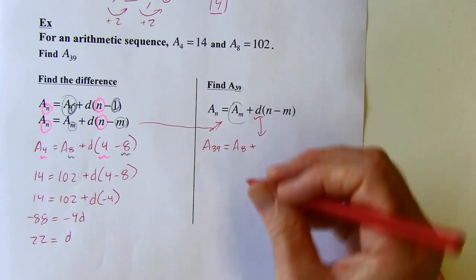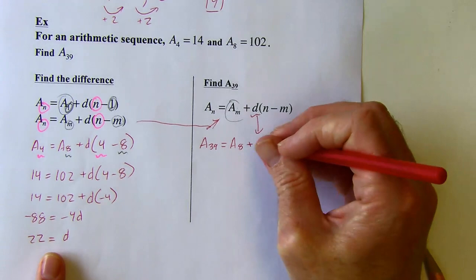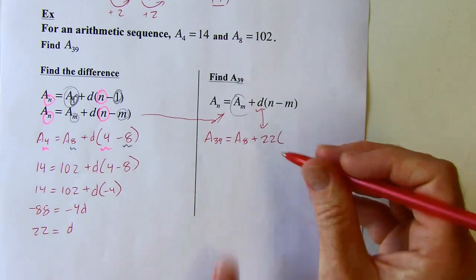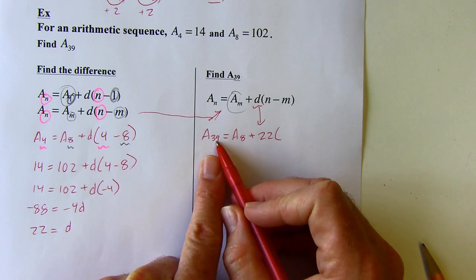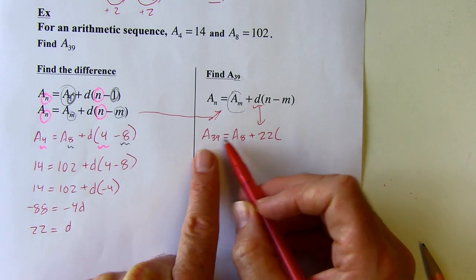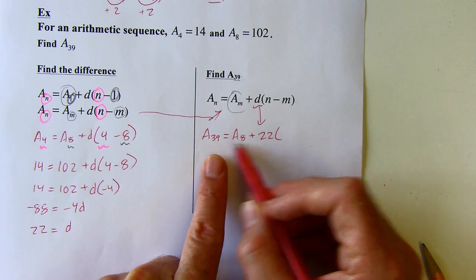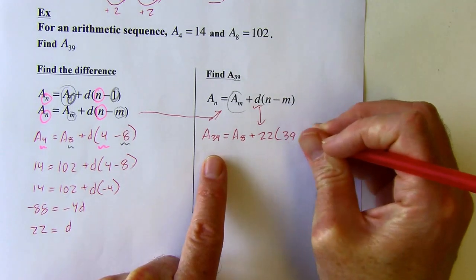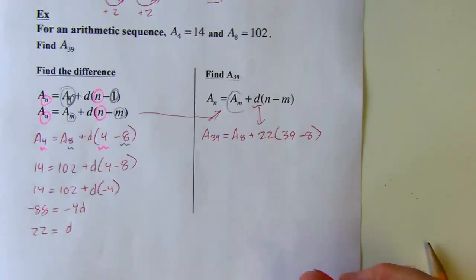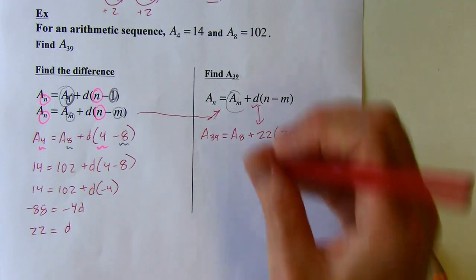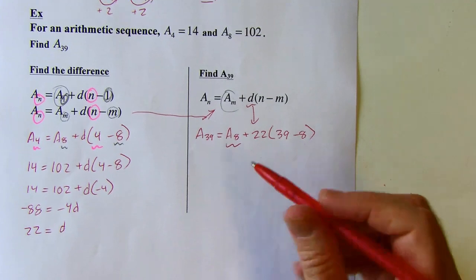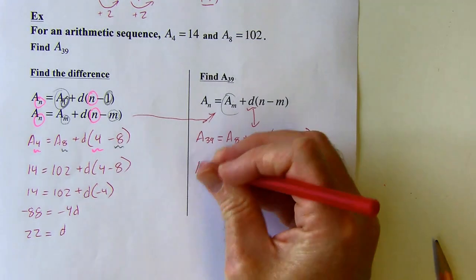So I'm putting my difference in, which is 22. Okay, and then n minus m, in this case, that's going to be 39 minus 8. I'm using my new n over here. Okay, so these are my term numbers here. Okay, and then I'm thinking, what else can I do? Well, hey, I know the value of a sub 8. It's 102.